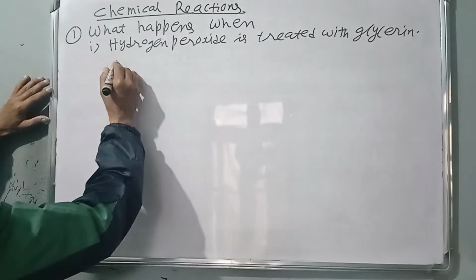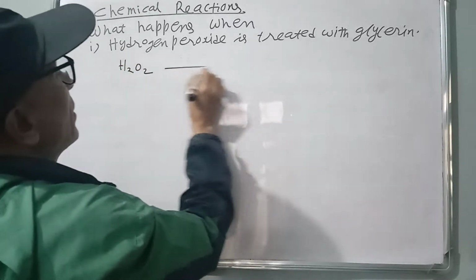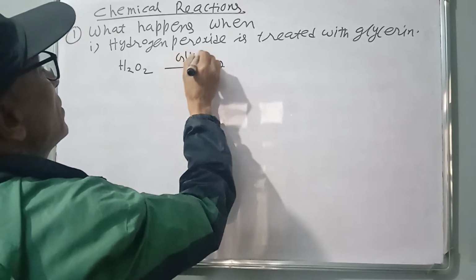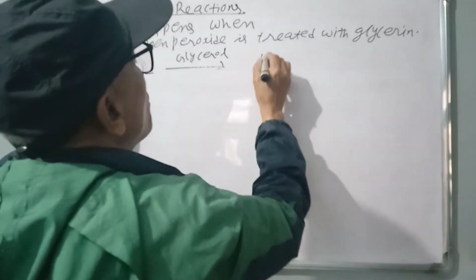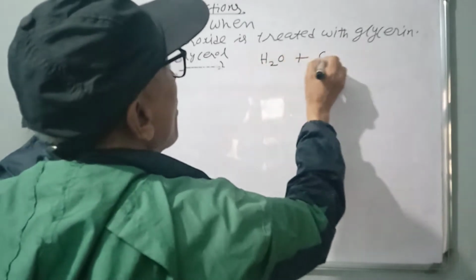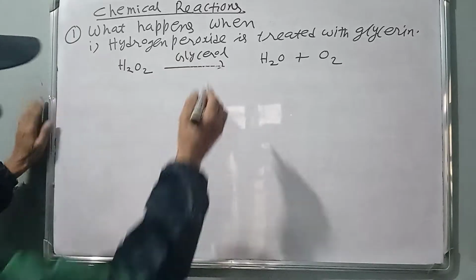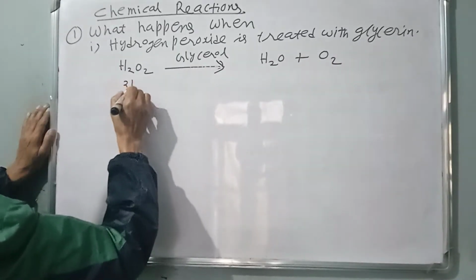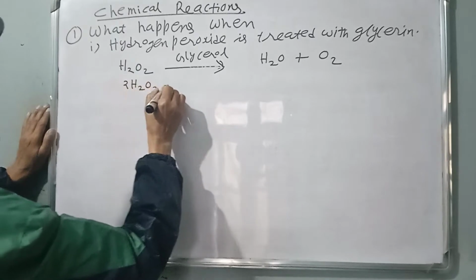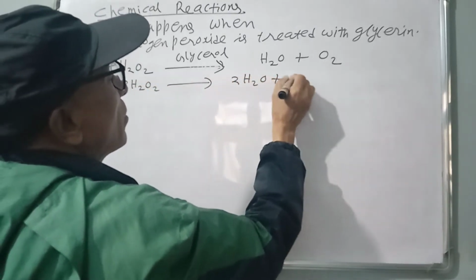Now I just write down the equation. H2O2, hydrogen peroxide. This is glycerin or glycerol. What happens? Hydrogen and oxygen, water is formed along with oxygen gas. This is the lab preparation of oxygen without heat. To balance, write 2 here. 2H2O2 gives 2H2O plus oxygen.